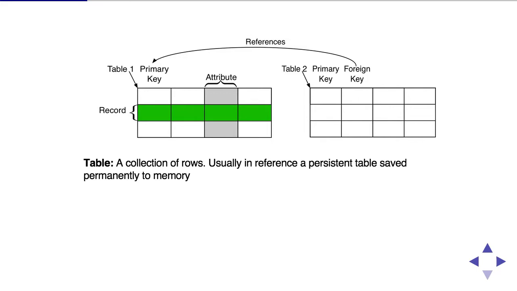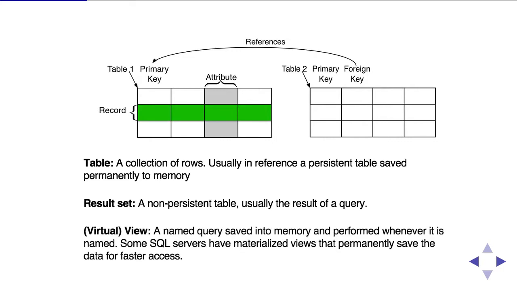Usually we reference that as something stored on your hard drive. A result set is basically a non-persistent one. It's the result of a query, which is what we're going to be focusing on. And a virtual view is basically a named query that makes it look very much like a table, but it's an executed query that results in a table, and we can work with that as well.